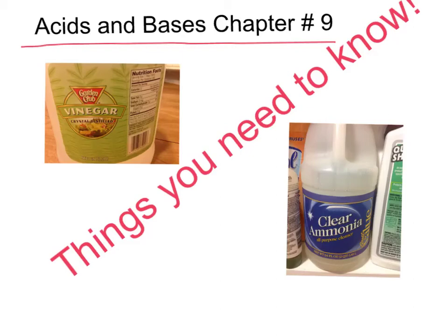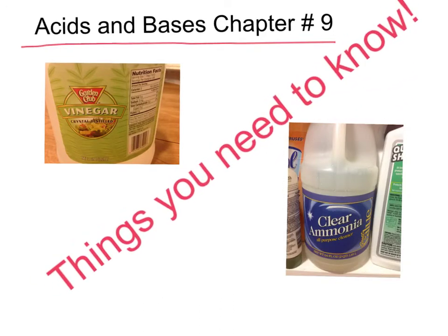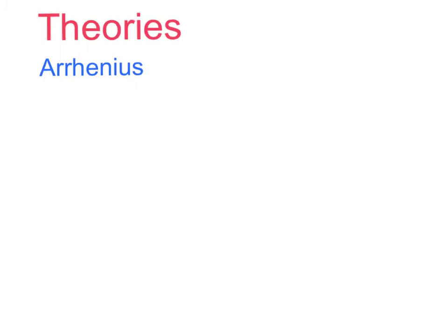Okay, here we go with the review for Chapter 9, Acids and Bases. Things that you need to know. First up with theories, we have Arrhenius. That was the center of the bullseye. Remember that Arrhenius defined acids as H plus donors and bases as OH minus donors.